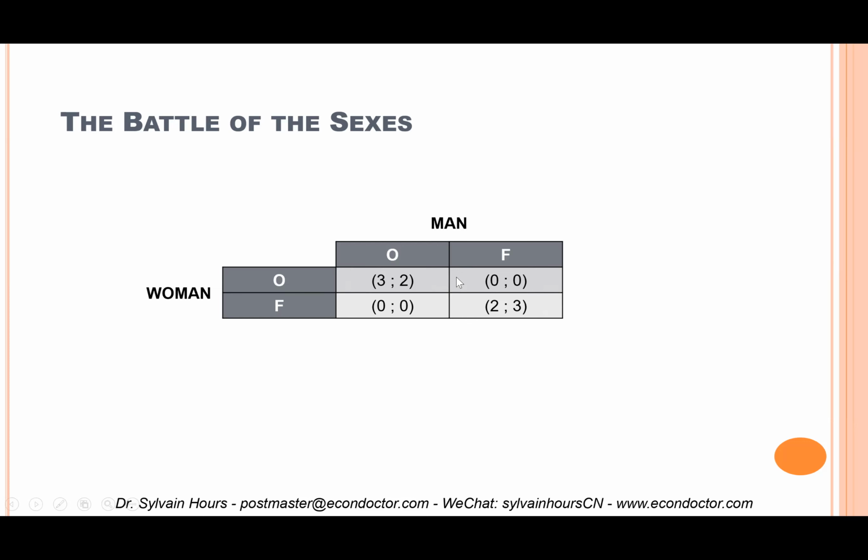So if they both go to the opera, the wife is going to be a bit happier because she likes opera better. And if they both go to the football game, then the husband is a bit happier because going to the football game is his first best. This is a very famous game in game theory. We will see that there are two Nash equilibria in pure strategy. So this is what we call a coordination game, because there are two possible outcomes, but we'll see that later.